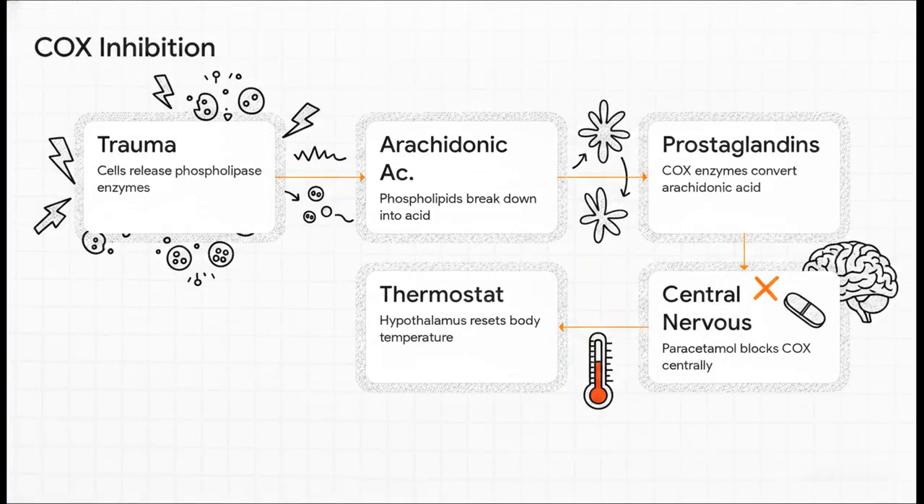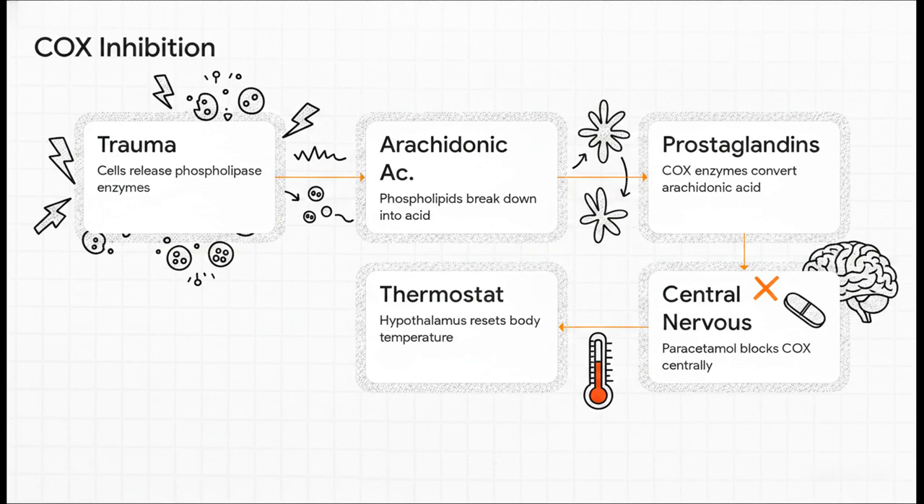Now let's look at the pharmacology. As you can see in the mechanism mapped out on screen, let's trace exactly what happens inside the cell. When tissue trauma occurs, damaged cells release phospholipase enzymes, right? These enzymes break down the cell membrane's phospholipids into arachidonic acid. From there, your cyclooxygenase, or COX enzymes, convert that acid into prostaglandins, the messengers that signal pain and trigger fever.